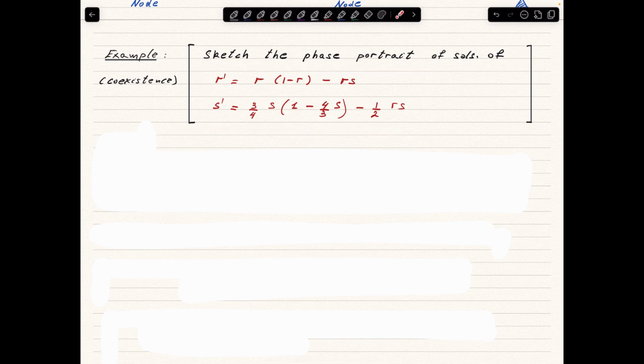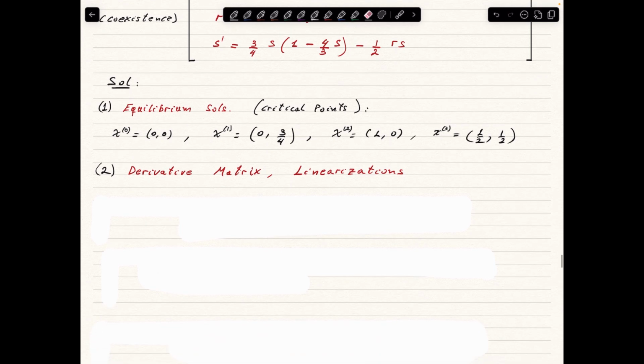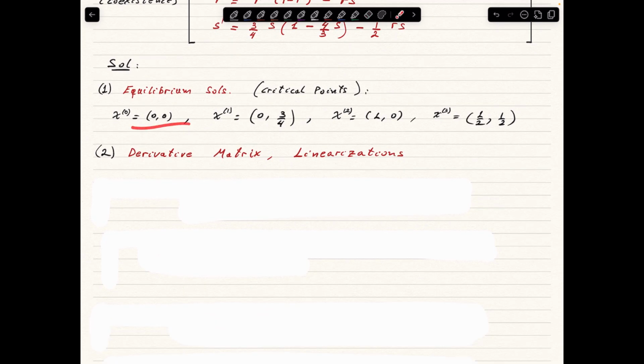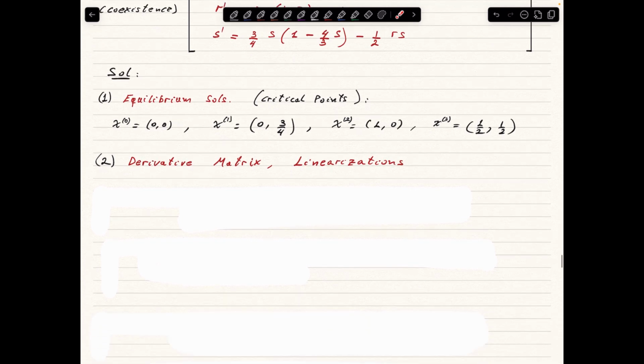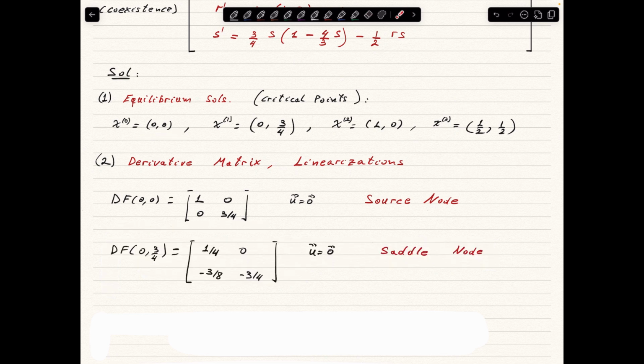So if you do the linearization analysis, you start computing the equilibrium solutions. If you do it for this system, you're going to get again 4 points, like before. Then you need to do the derivative matrix and the linearizations on each of these critical points. Okay, here is the result. First linearization is going to be derivative matrix at 0, 0. Second linearization is going to be derivative matrix at that equilibrium solution, some coefficients.